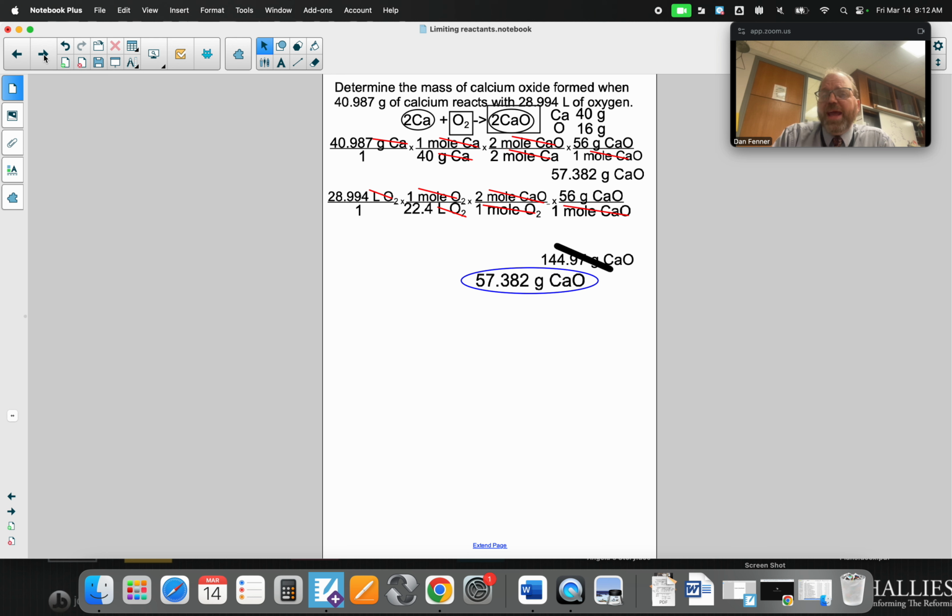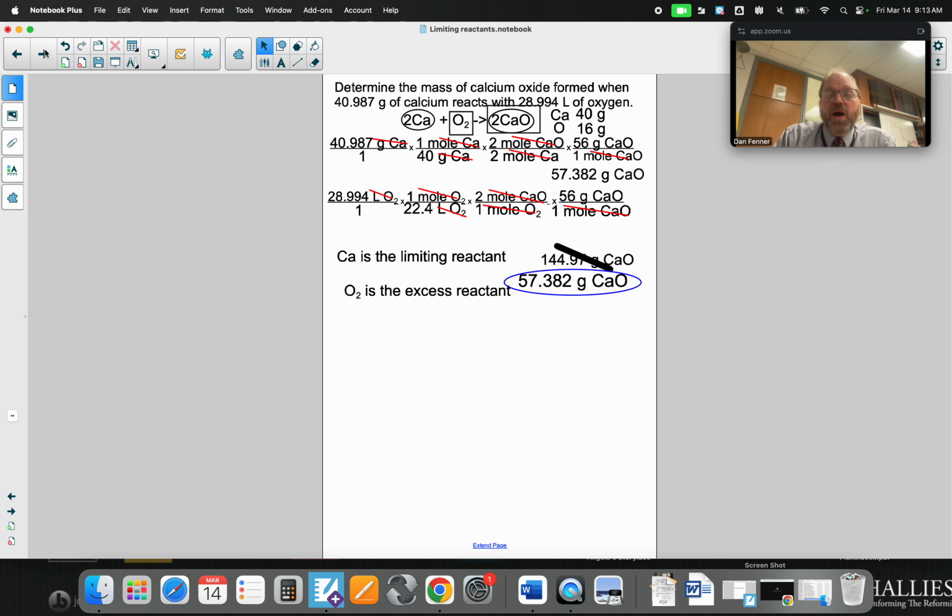Now, what about limiting reactants here? Which reactant got me that 57.382 grams of calcium oxide? Go all the way back here. It was calcium. So calcium is my limiting reactant.